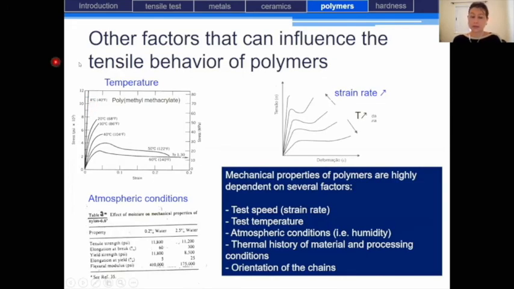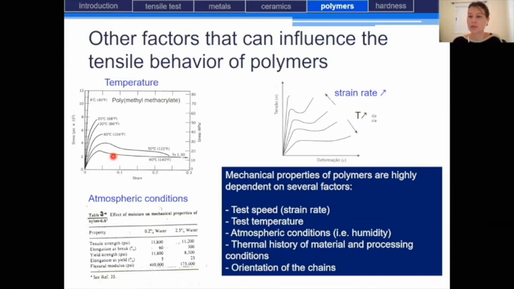But there is also the same influence for polymers. Let's have a look at this graph, where we can see that for this polymethyl methacrylate polymer, which is an amorphous thermoplastic polymer, the behavior changes from a ductile polymer to a brittle polymer. And this is directly related to the thermal properties of the polymer.